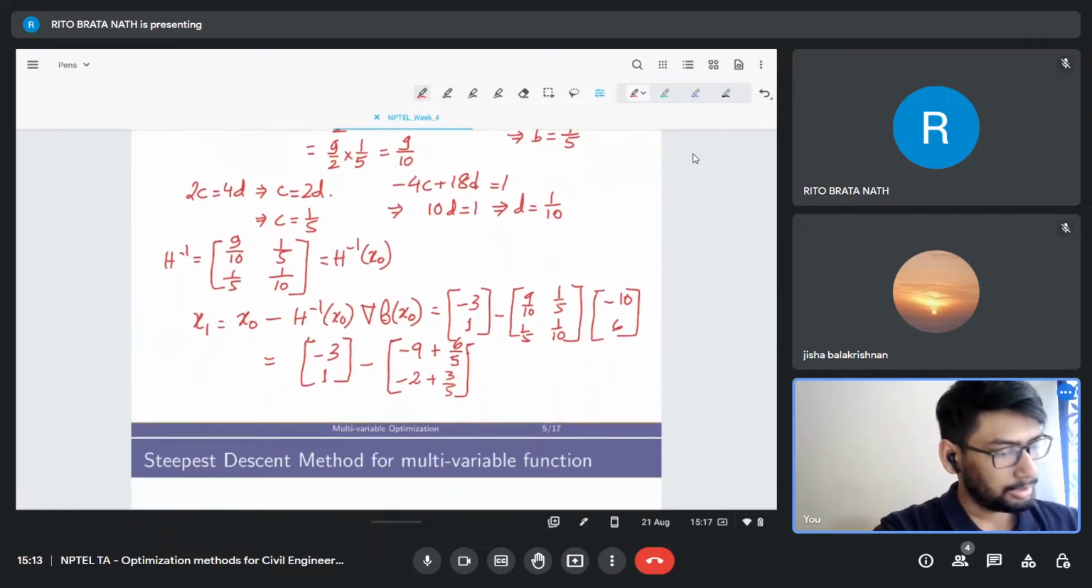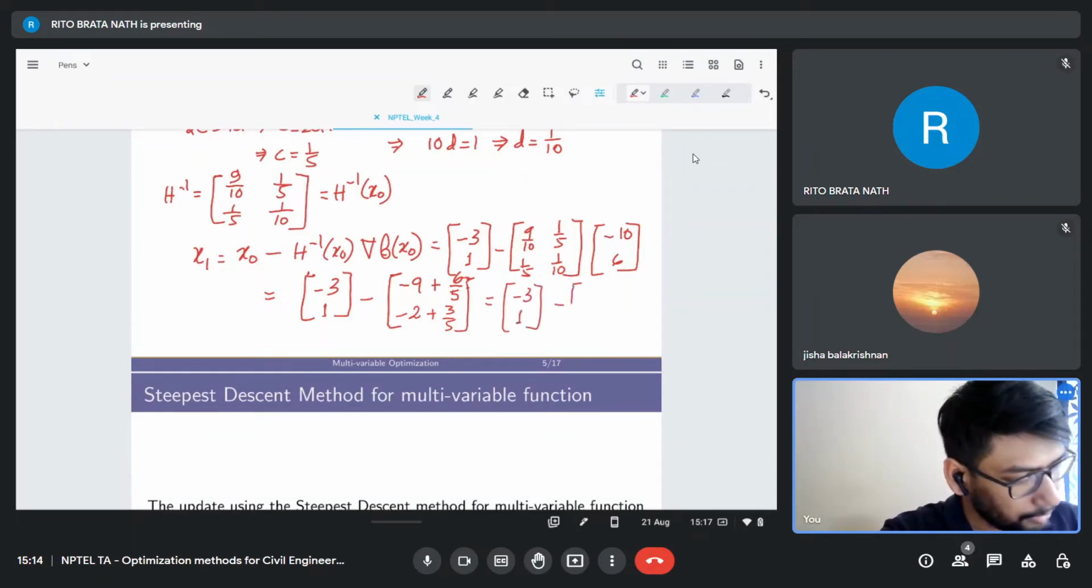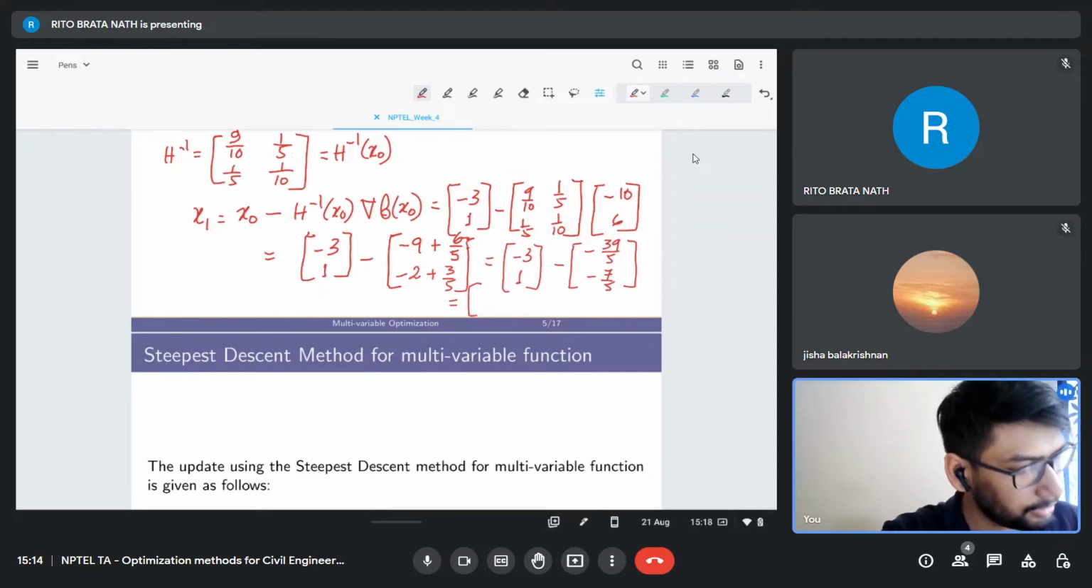Okay. So your second update will be something like this. So this is minus 3, 1. And this term will be nothing but, if you take 5 out of it, minus 39 by 5, if I have not done it wrongly. So that's fine, I guess. And this will be minus 7 by 5. So ultimately, what you are left with will be minus 3 plus 39 by 5, so that's 24 by 5. And the second term will be 1 plus 7 by 5, so that's 12 by 5. So this will be your second update.